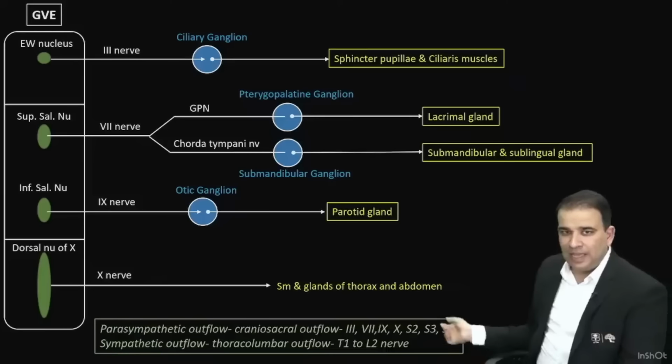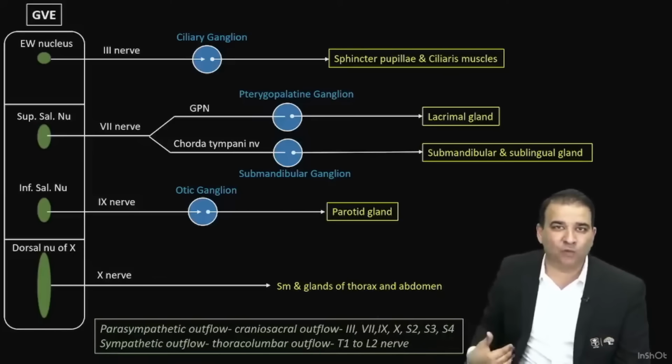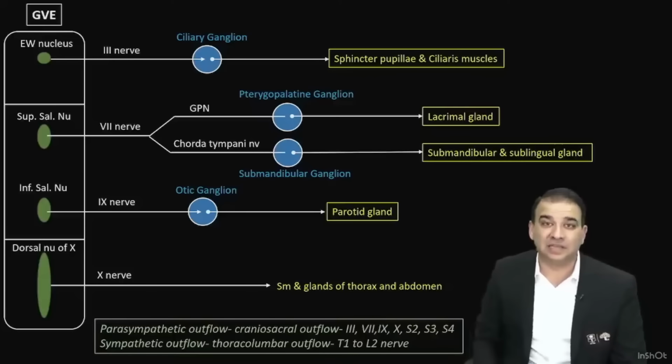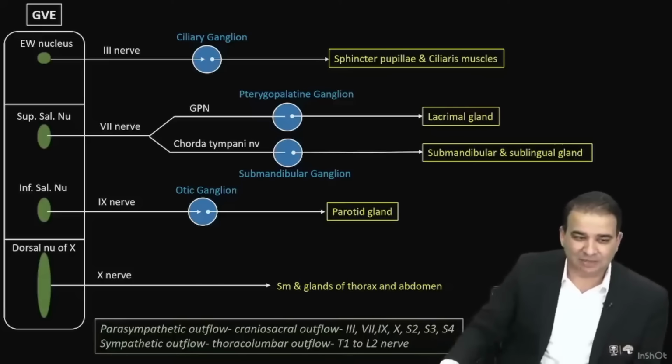And sympathetic outflow is thoracolumbar outflow. That means starting from T1 nerve to L2 nerve. T1 to L2 nerves are sympathetic nerves. That's sympathetic outflow.